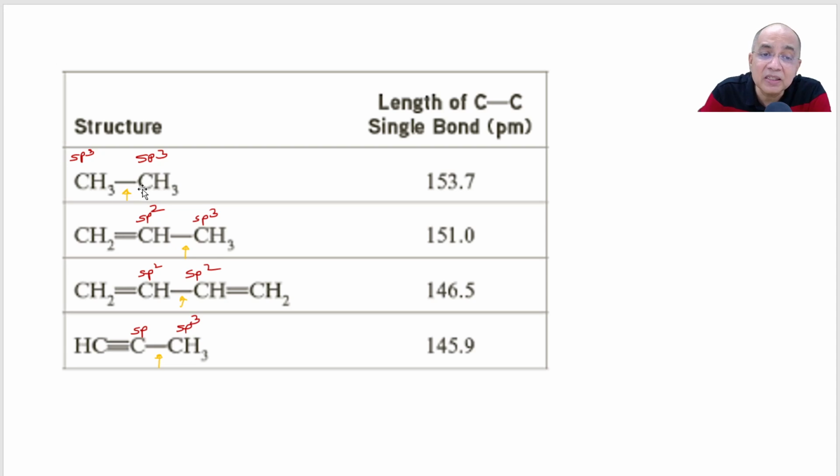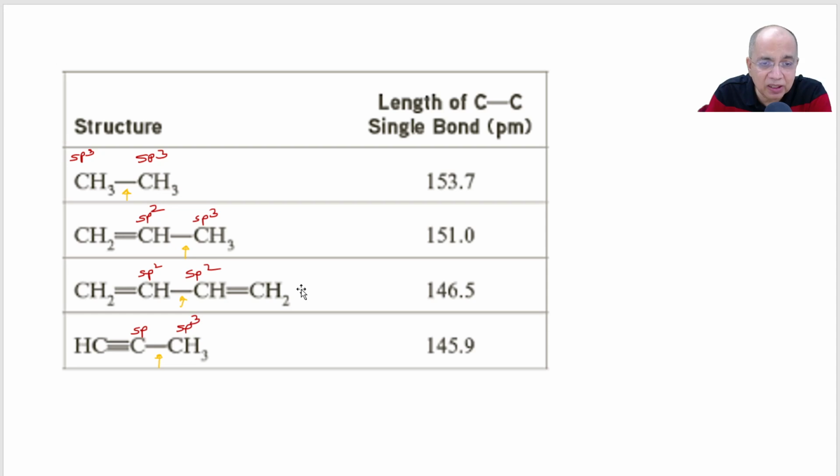Similarly, let us compare the C-C single bond length, this one highlighted by an arrow mark. Same C-C, but this is sp3. S character is least, so this bond length is more, 153.7 picometer. Now, this C-C bond is between sp2 and sp3. More is the S character, more is the bond energy, less is the bond length. As the bond goes on getting stronger, the bond length goes on decreasing.